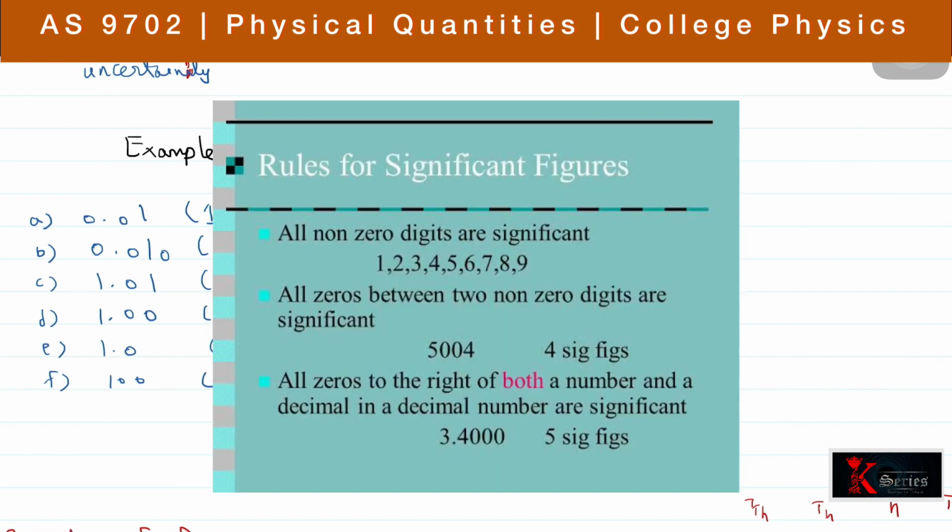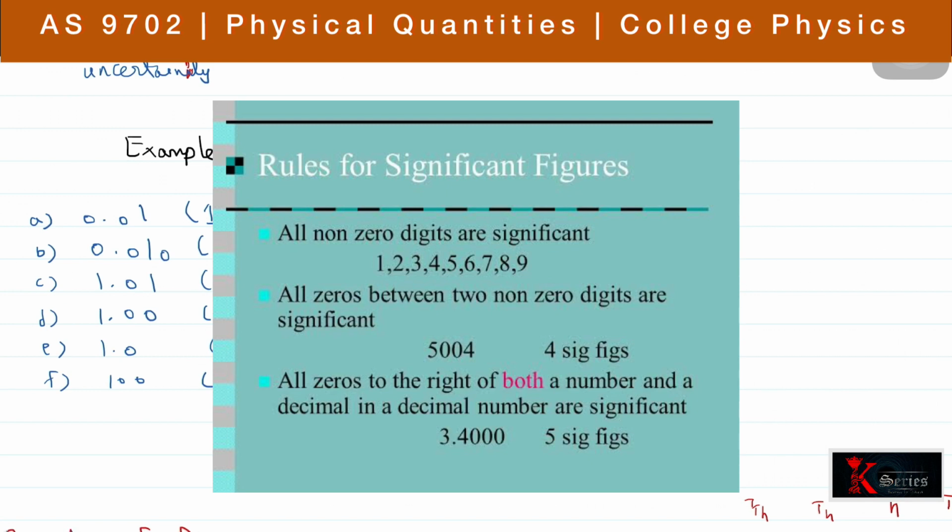How do we know that they're equal to one significant figure or two significant figures? It is because there are certain rules for significant figures. The first rule is that all non-zero digits are significant. So 1, 2, 3, 4, 5, 6, 7, 8, 9, they're all significant. The second one is all zeros between two non-zero digits are significant. So 5004, for example, which is equal to 4 significant figures.